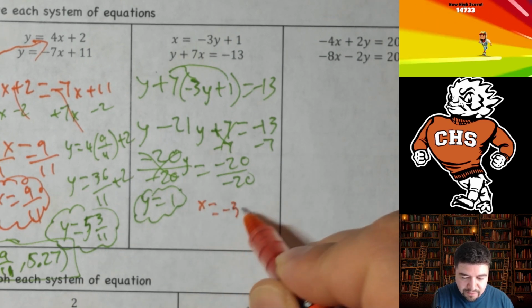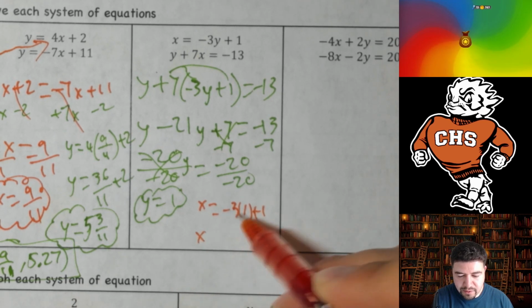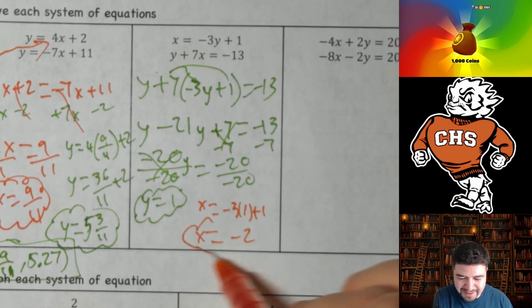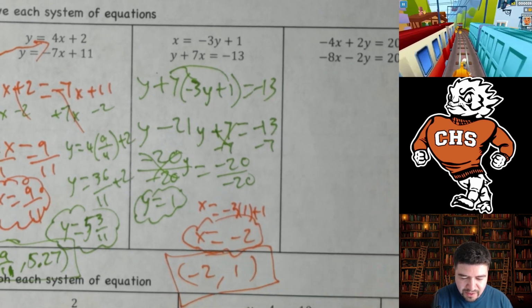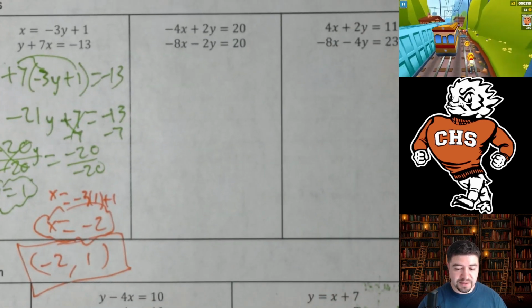X is negative 3 times 1 plus 1. So negative 3 plus 1 is negative 2. So our solution is negative 2 comma 1. And that's it for the second problem here, the second system. We're moving on to the third.